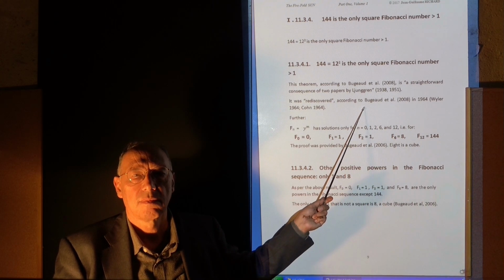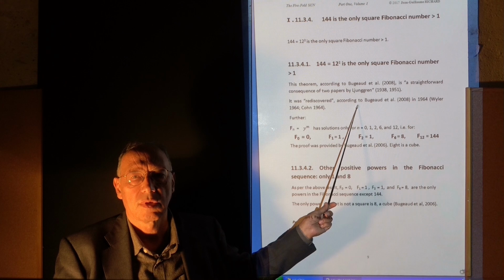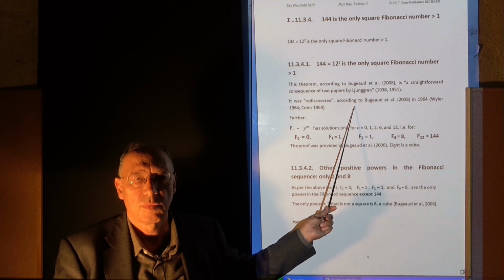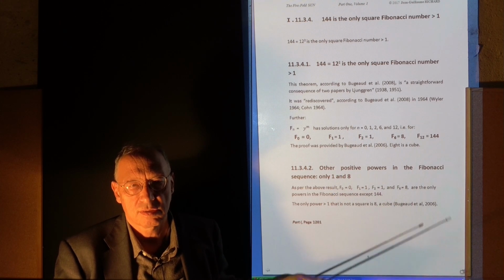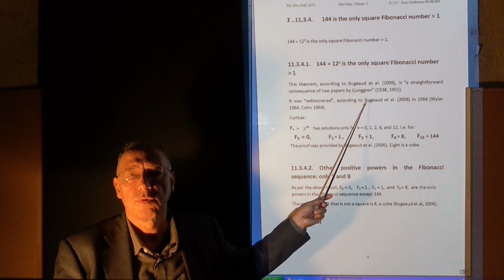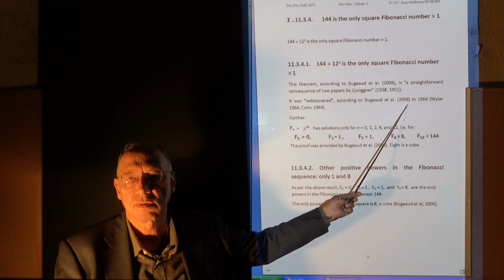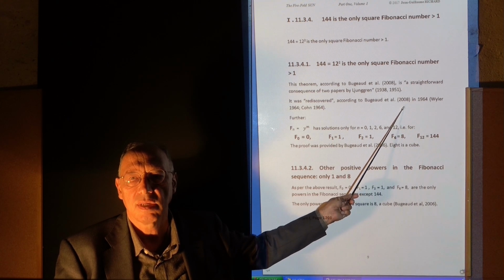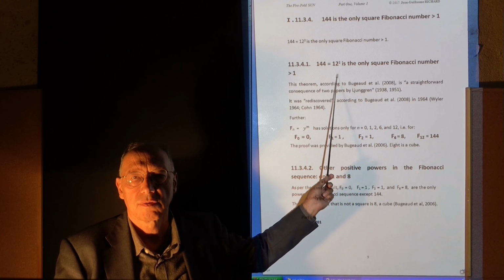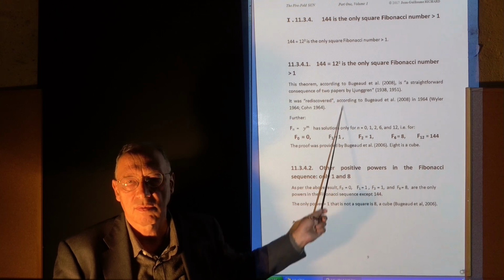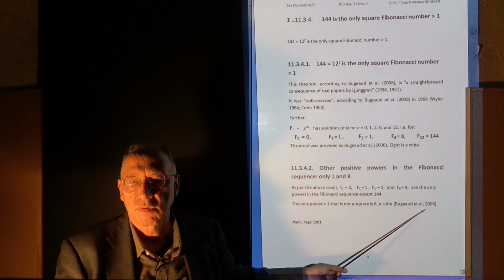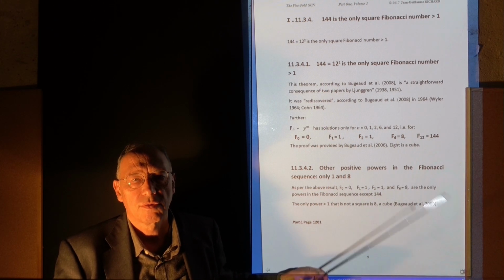These asserted properties that I just mentioned were proved. The proof was published by Bugeaud and his collaborators in 2008 for 144 being the only square, and in 2006 for the cube.